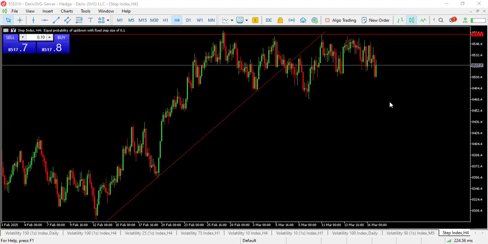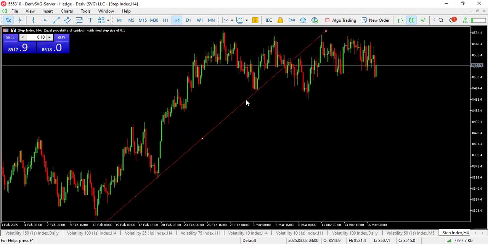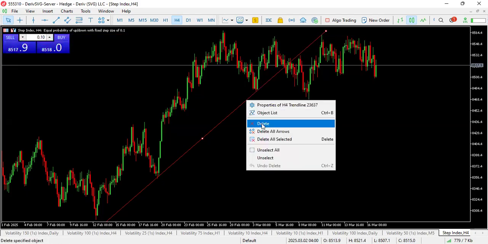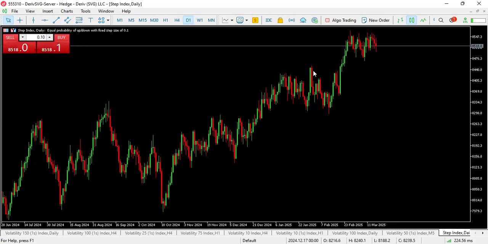We're going to have a look at the market, seeing how we can analyze the market together, see if we can even have trades to take together. So let's do the analysis. All right, now the first thing we're going to do is to look at the market. This is step index. So let's look at step index on the daily time frame.